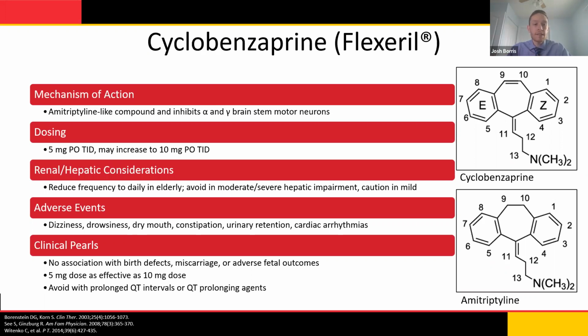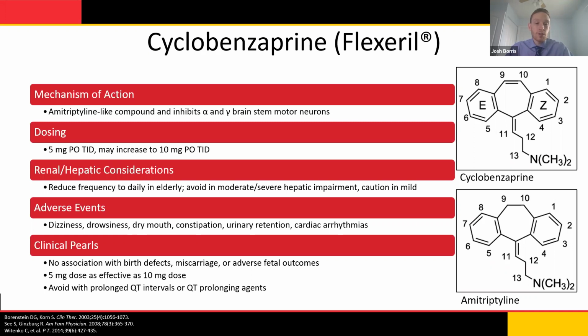For adverse events: dizziness, drowsiness, dry mouth, constipation, urinary retention. So those are the biggest anticholinergic ones. And that's the thing with cyclobenzaprine, just like the TCAs, it has very strong anticholinergic effects. So that's why you get a lot of the sedation, an increased risk of falls, and an increased risk for delirium. So be very careful in patients that are more sensitive to anticholinergic medications.